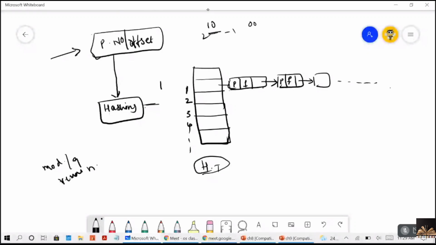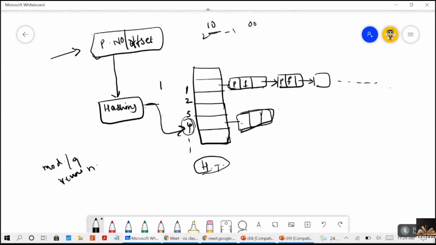Now, whenever the CPU is generating the logical address, based on the page number, after applying the hashing, based on the resultant value in the hash table, the location where your page is stored will be identified. It will go to that location, and from there it will check the elements. If you get the page number you are searching for in the first entry, it is okay.